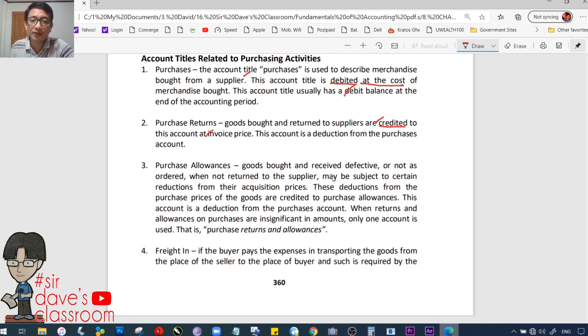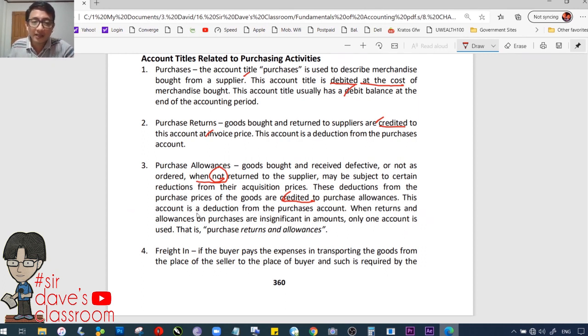Allowances. Goods bought and received, defective or not as ordered, when not returned to the supplier, may be subject to certain reductions from their acquisition prices. These deductions from the purchase prices of the goods are credited to the purchase allowances. So tatandaan mo yung mga sinasabi dito, credited, debited, kasi it will affect our computations later on.